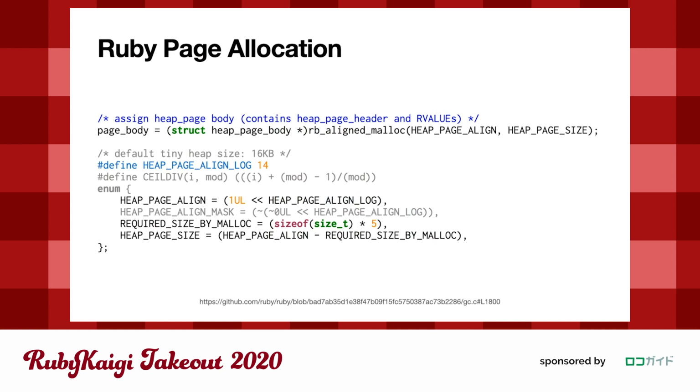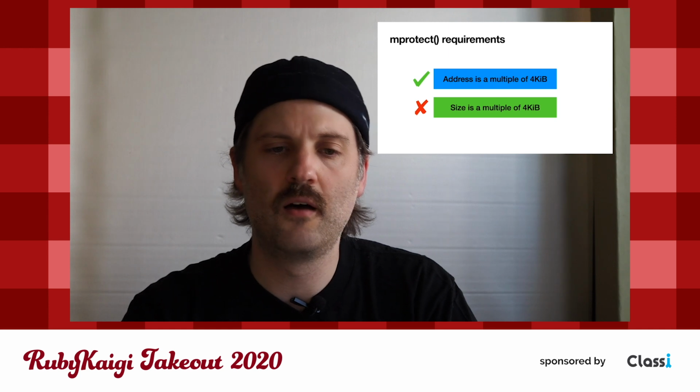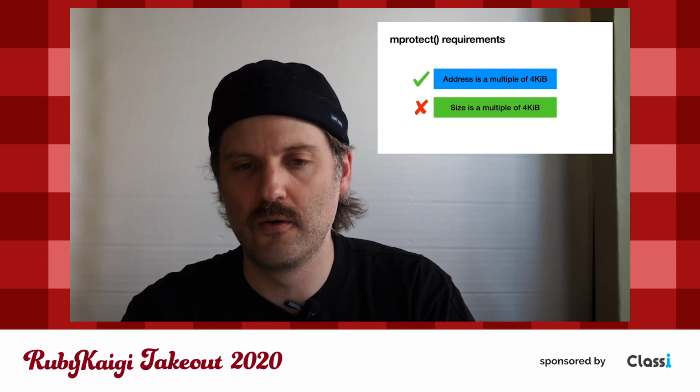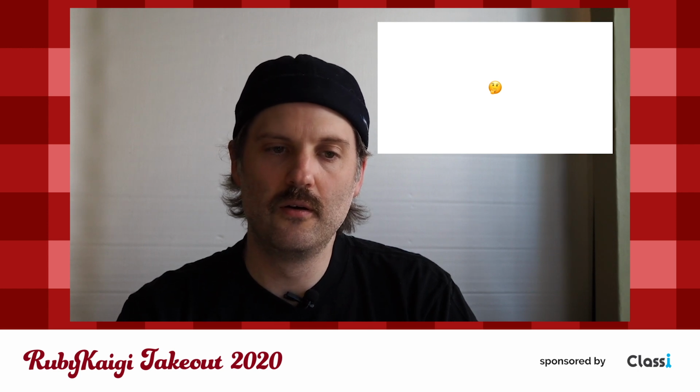So we verified the address as a multiple of 4 kilobytes, but how about the size? The size of the memory region is heap page size. Heap page size is heap page alignment minus required size by malloc. Required size by malloc is size of size t times 5. If we do all the calculations, unfortunately, heap page size is not a multiple of 4 kilobytes. Since the size of a page is not a multiple of 4 kilobytes, we can't use mprotect.